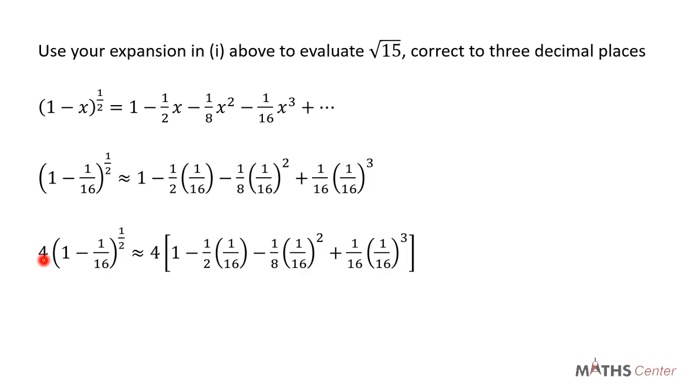Remember that we want 4 times (1 - 1/16)^(1/2). So the approximate value of this will be 4 times (1 - 1/16)^(1/2), which is what we have here. So 4 times the whole thing here. When you evaluate this and you correct the answer to 3 decimal places, you are going to have 3.873. So this means that if we use our expression here to evaluate the square root of 15 and correct our answer to 3 decimal places, we are going to have 3.873.